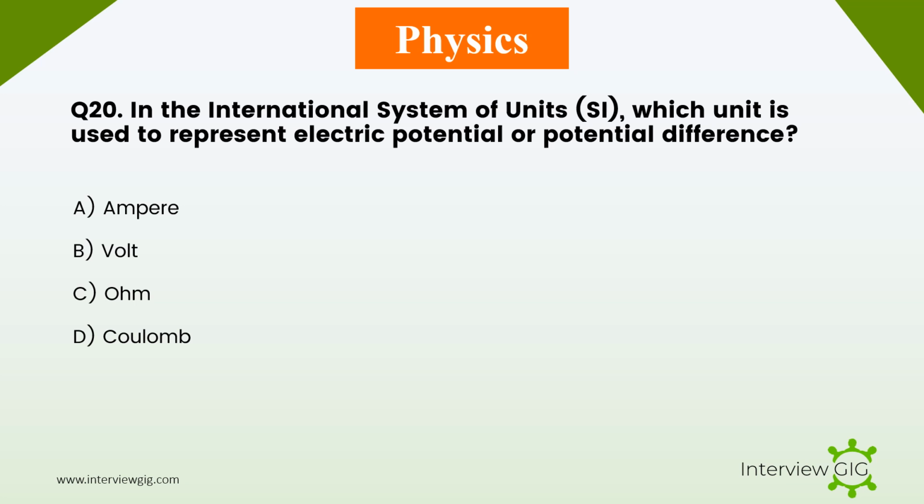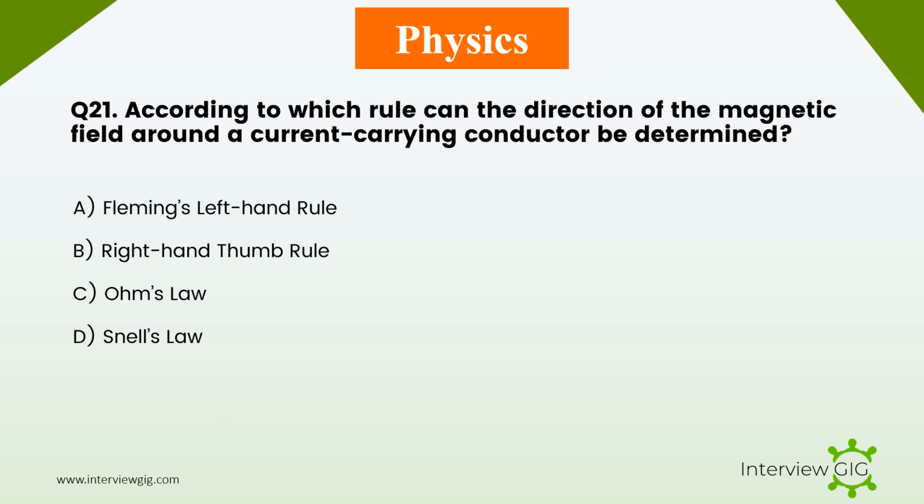B. Volt. C. Ohm. D. Coulomb. Answer B. Volt. Next question. According to which rule can the direction of the magnetic field around a current-carrying conductor be determined? Options. A. Fleming's left-hand rule. B. Right-hand thumb rule. C. Ohm's law. D. Snell's law. Answer B. Right-hand thumb rule.